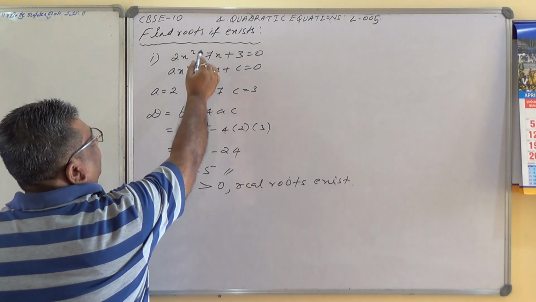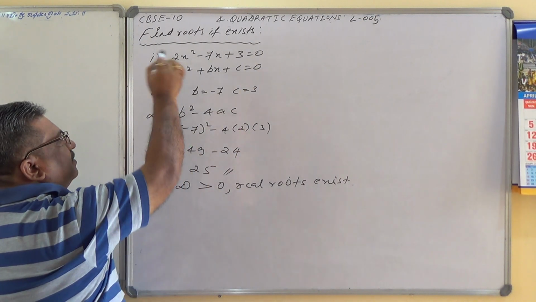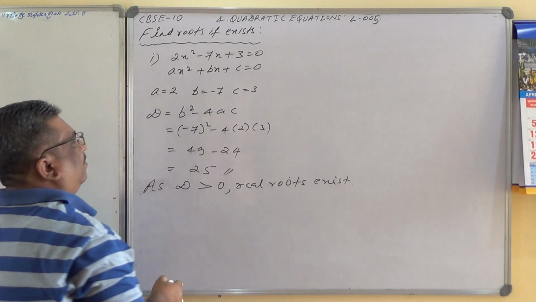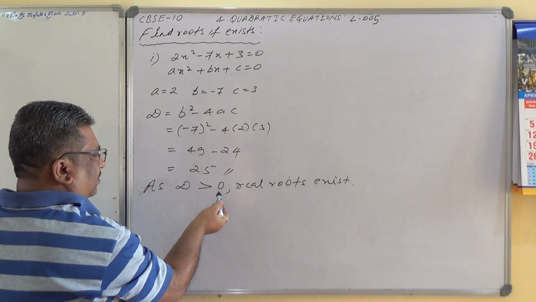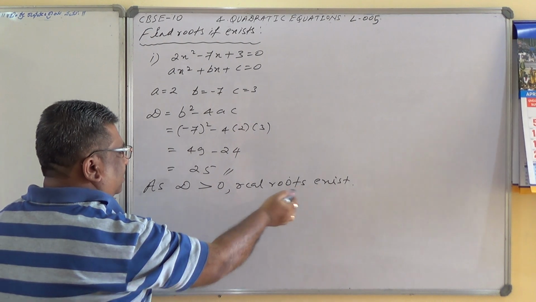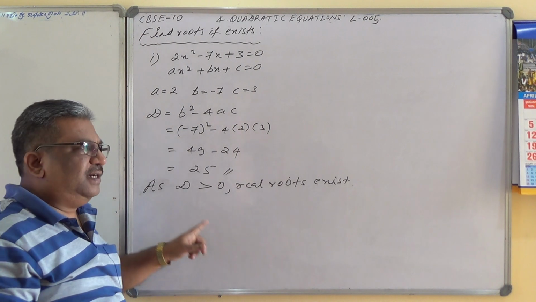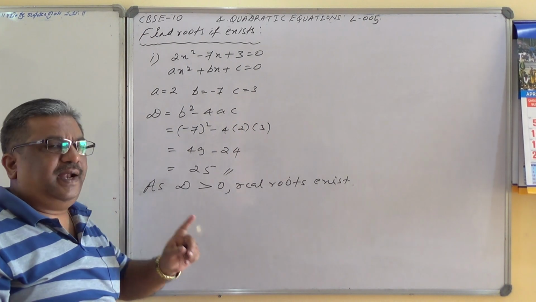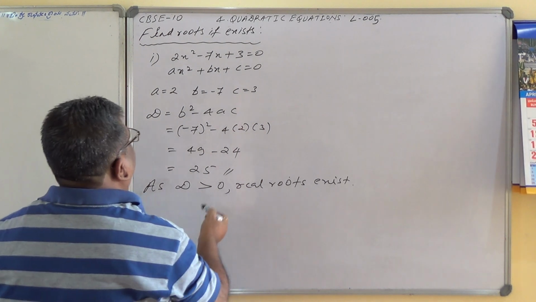What is the question? Find roots if they exist. Yes, D has confirmed that real roots exist for this. Let me solve by the quadratic formula. So what is the quadratic formula? As D is greater than 0, not equal to 0, real roots exist. But what kind of real roots exist here? In case 2, I said if D is greater than 0, real and distinct roots exist, isn't it? So let us find out now whether we get the same.